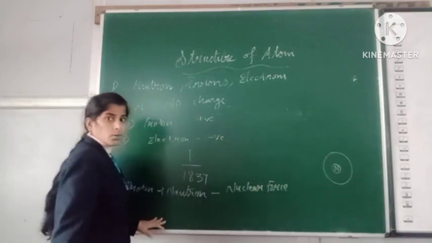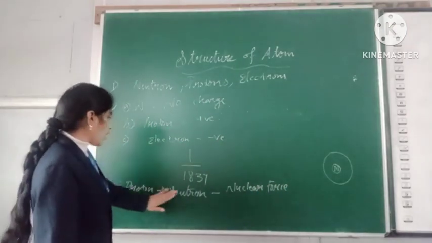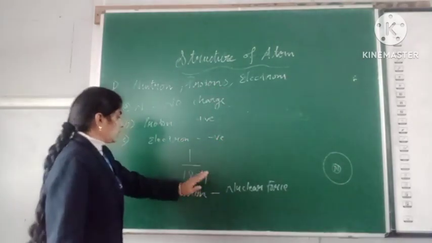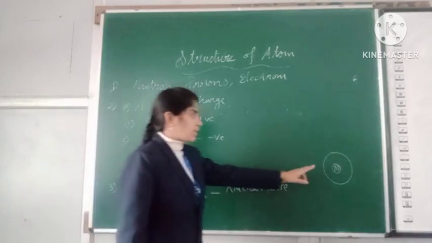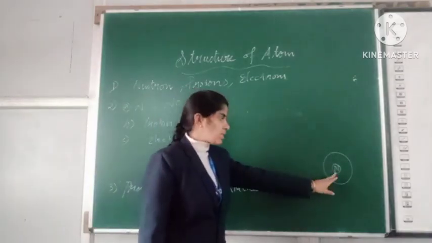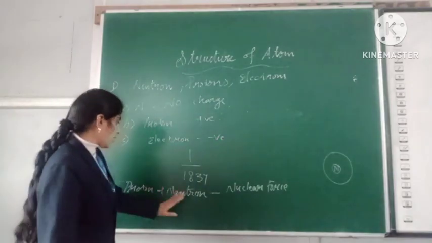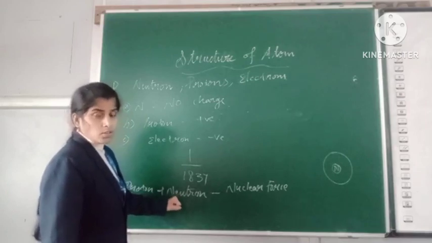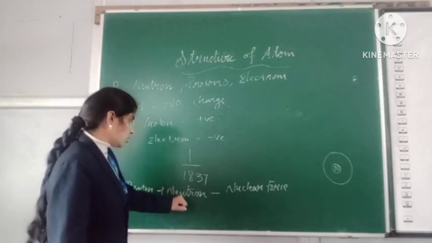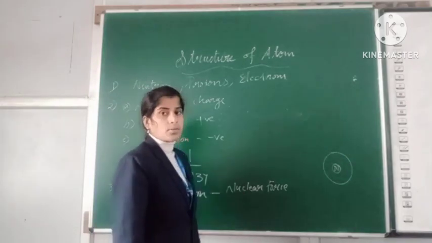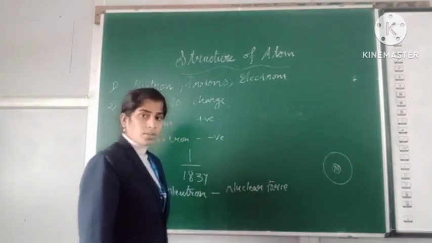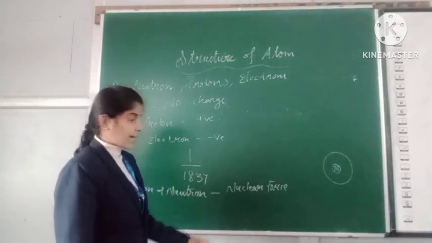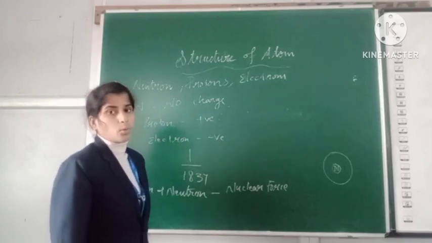So this we call as what? Nuclear force. Once again, see, proton and neutron, these are the central core of an atom, and that is called the nucleus. These proton and neutron have the strong attractive force. That force we call as what? Nuclear force. So did you understand what this nuclear force is? The proton and neutron have the strong attractive force, and that force we call nuclear force. Is it clear?